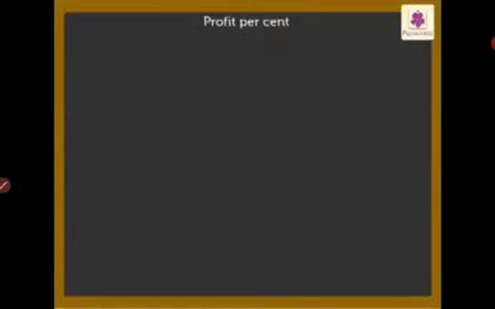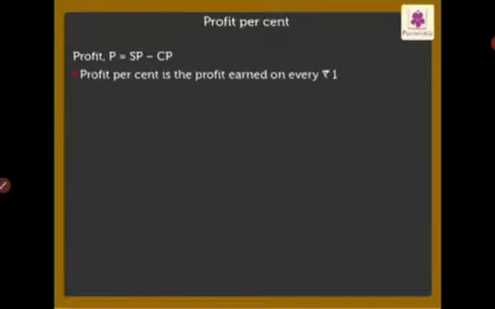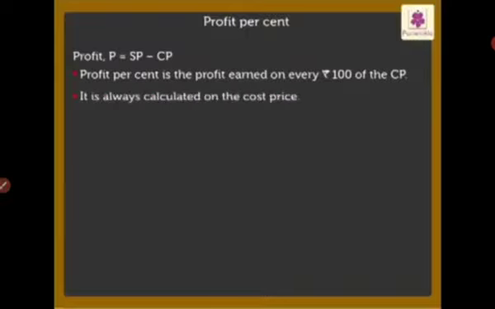Let's start. Firstly, let's begin with how to find the profit percent. We know that profit is equal to selling price minus cost price. The profit percent is the profit earned on every 100 rupees of the cost price. Hence, it is always calculated on the cost price of the article. Thus, profit percent is equal to profit upon cost price into 100.